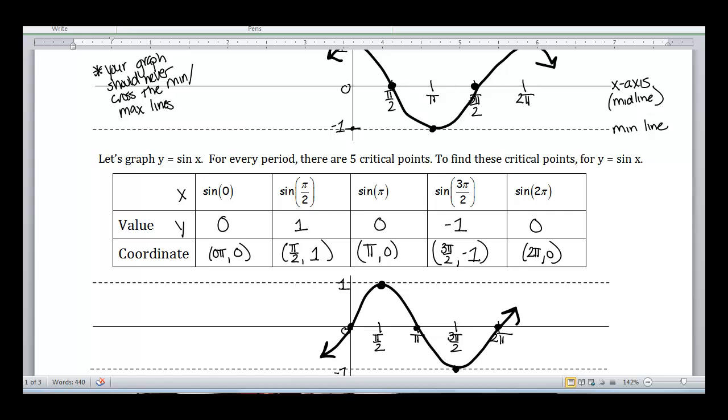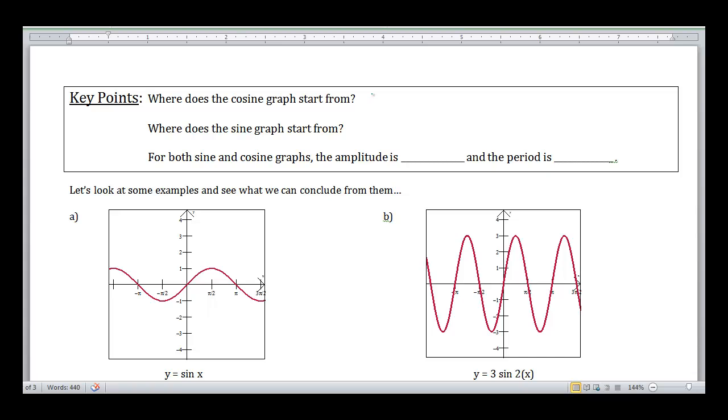Let's review some key points on the next page. So, the cosine graph is going to start from your maximum point, or up your amplitude. Please know if we have any shifting, that could change.